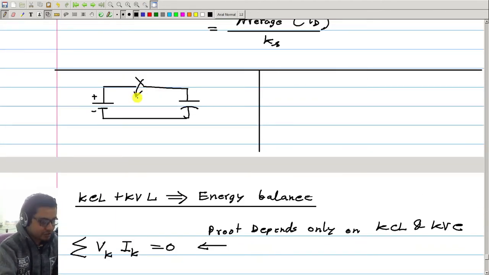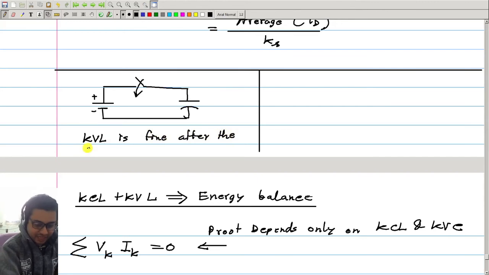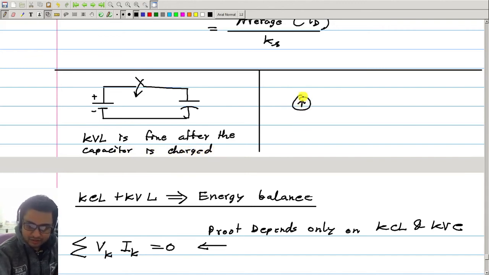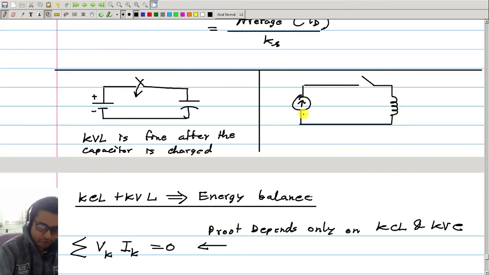After the switch is closed, KVL is fine, after the capacitor is charged. In the same way, yesterday I was also talking of a problem: I cannot do it in this way, because then before the switch is closed, this current should be 0, which is not allowed.